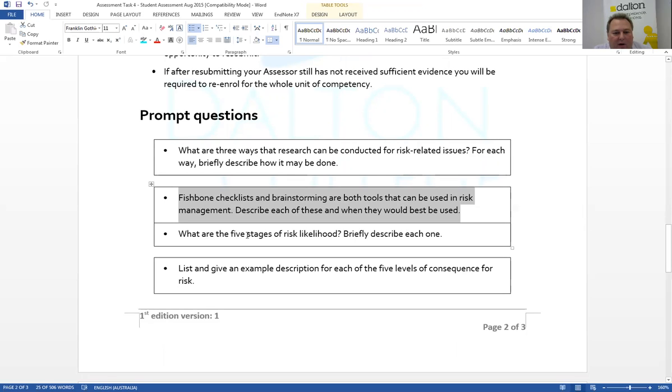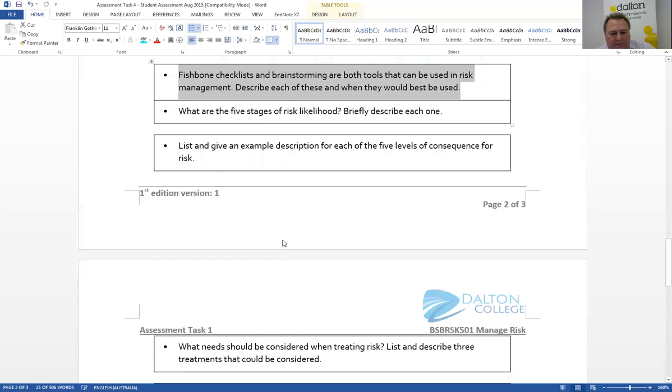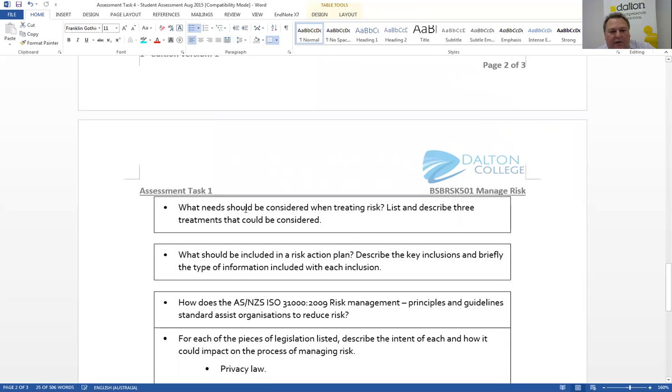What are the 5 stages of risk likelihood? We've gone through this. Briefly describe each one. 5 stages. Let's give an example description for each of the 5 levels of consequence for risk. What needs should be considered when treating risk? This to describe 3 treatments that could be considered.